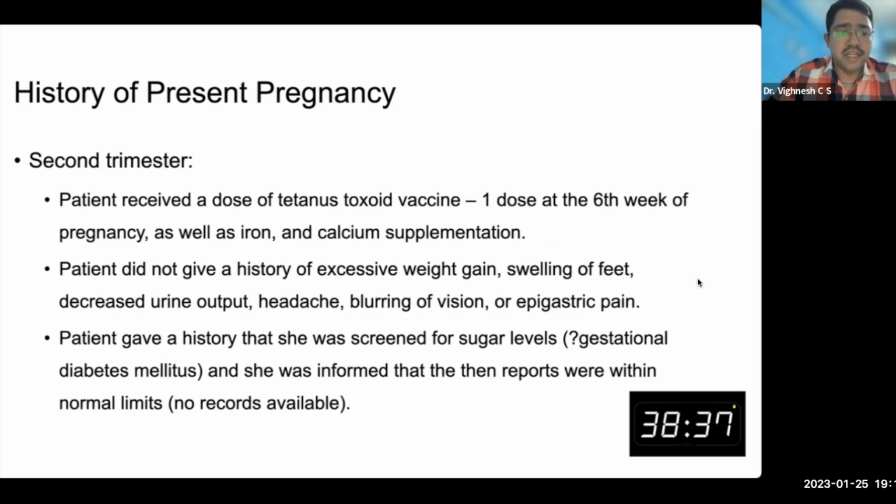In second trimester, the patient has received a tetanus toxoid dose of vaccine, one dose at the 6th week of pregnancy, and from then on, the patient has also consumed iron and calcium supplementations regularly. The patient did not give any history of excessive weight gain, swelling of feet, decreased urine output, headache, blurring of vision, or epigastric pain in the second trimester. The patient gave a history that she was screened for sugar levels, maybe for gestational diabetes mellitus, but she was informed that the reports were within normal limits, but there were no records available with the patient at present.